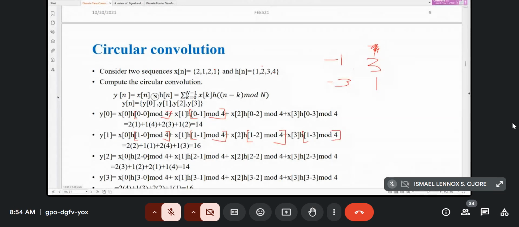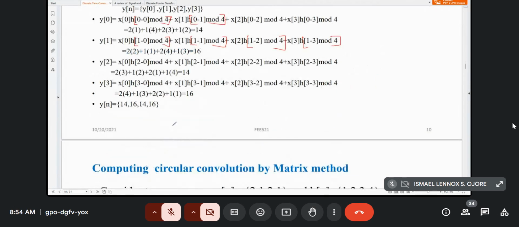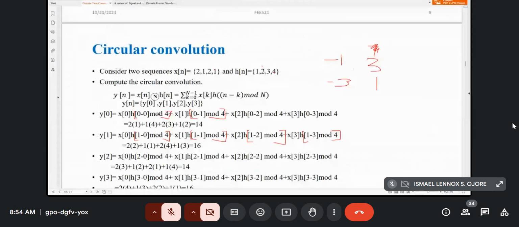That is for all of them. And of course, when it works out for all of them the same way, it's just repetitive. So that is how you work out the circular convolution. Here we are working it out directly from the equation.